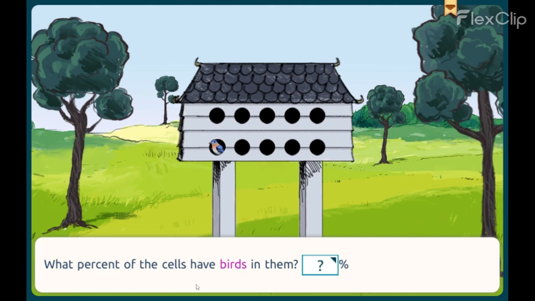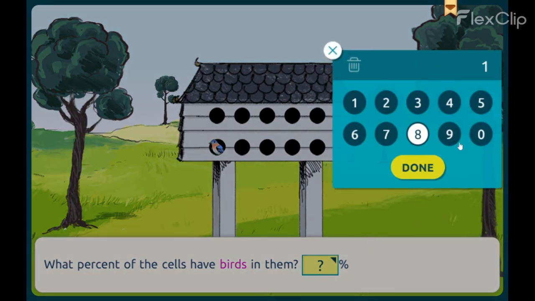And the question here is what percent of the cells have birds in them? We see only one cell being occupied by a bird, which means one cell, 10%. 10% of the cells have birds in them.